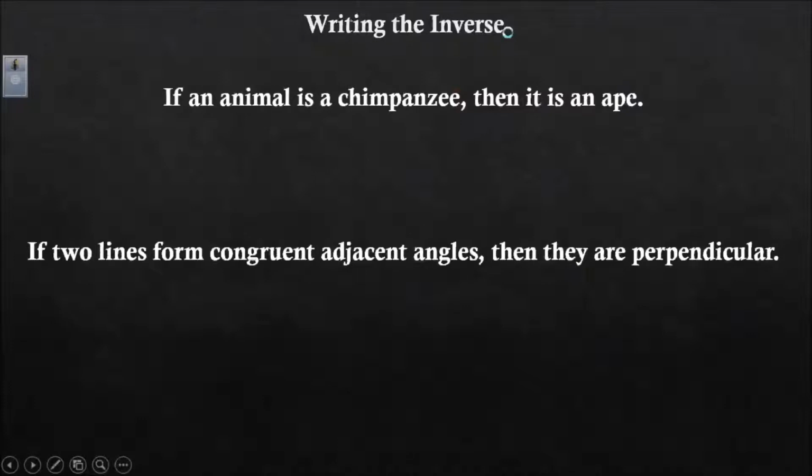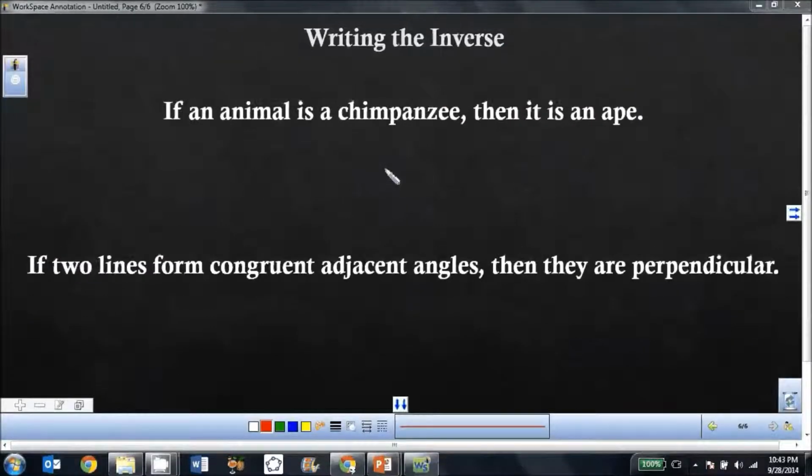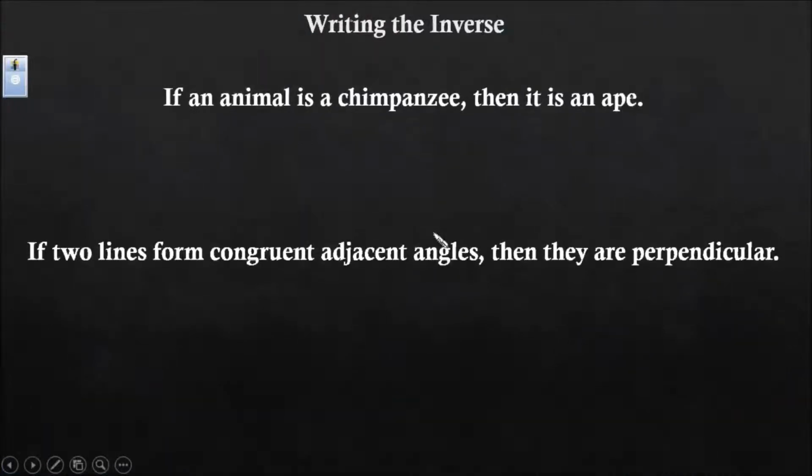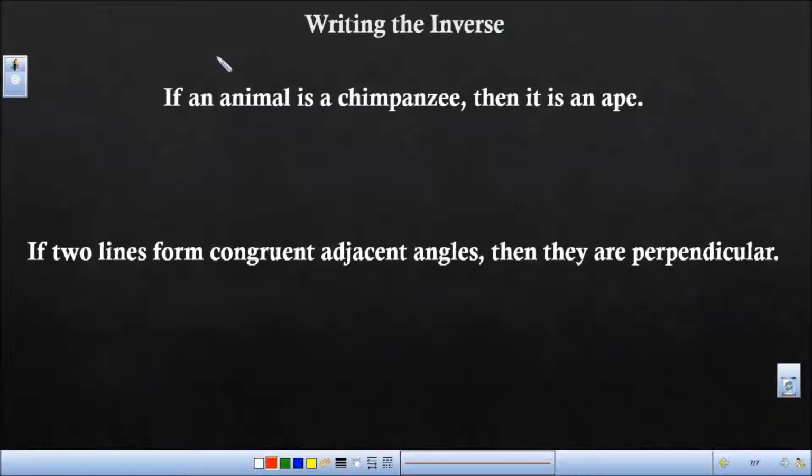We want to write the inverse. To do an inverse, all we have to do is, whoops, that's not what I wanted to do. Okay, let's back off that. Alright, there we go. All we have to do is drop the word not. So if an animal is not a chimpanzee, then it is not an ape.